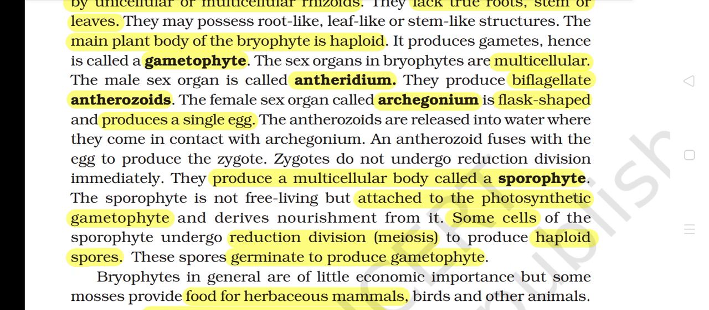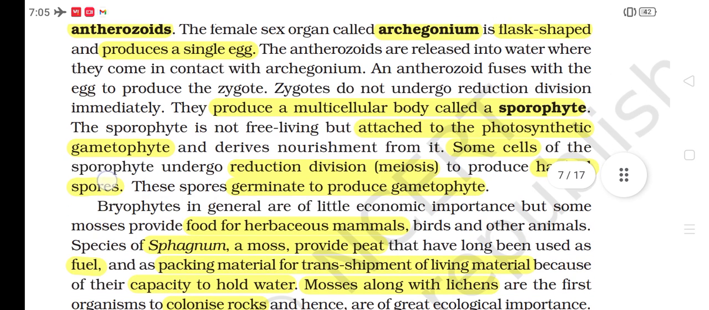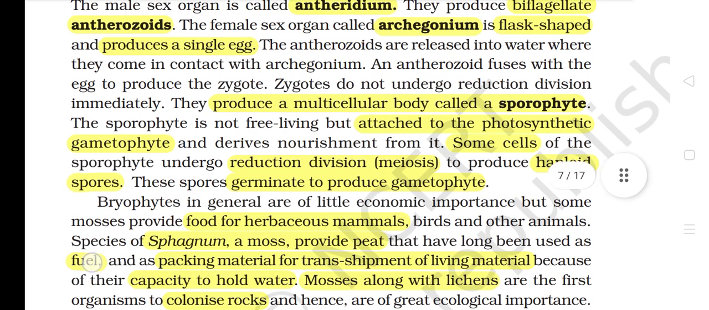Zygotes do not undergo reduction division immediately. They produce a multicellular body called sporophyte. The sporophyte is not free-living but attached to the photosynthetic gametophyte and derives nourishment from it. Some cells of the sporophyte undergo reduction division, meiosis, to produce haploid spores. These spores germinate to produce gametophyte.